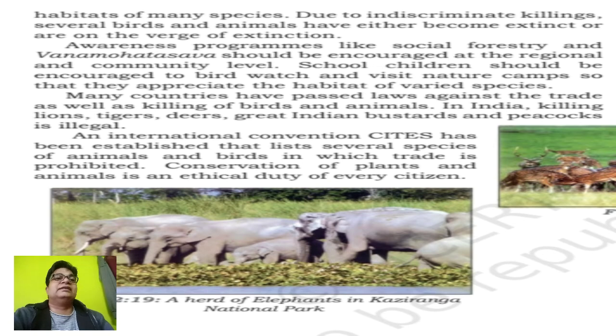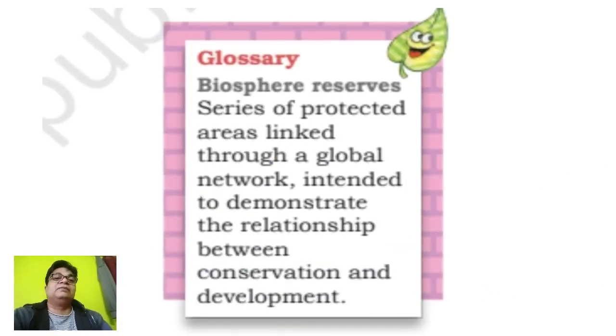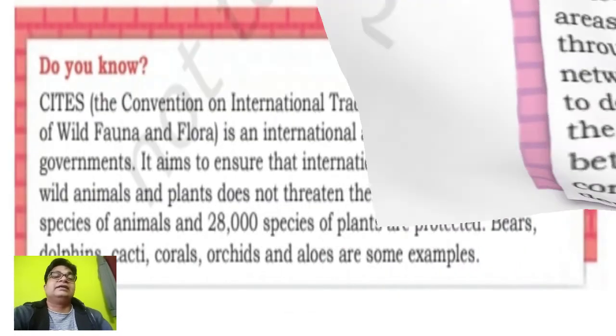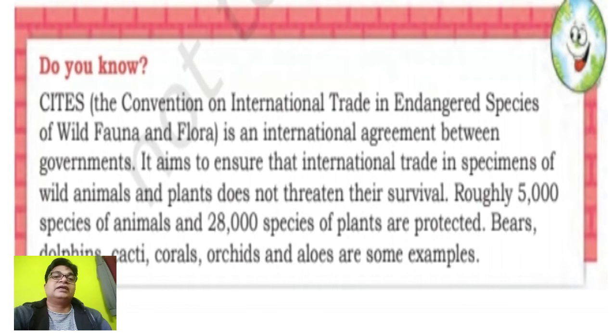It is usually done in the month of July. School children also do it on a large scale. Government is also helping the people, making them understand to grow more and more trees. So such steps are taken to protect plants and animals. Biosphere reserves are a series of protected areas linked through a global network intended to demonstrate the relationship between conservation and development. So, biosphere reserves mean protection of animals and plants.